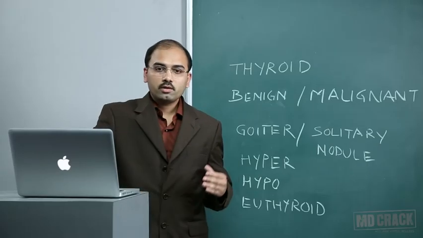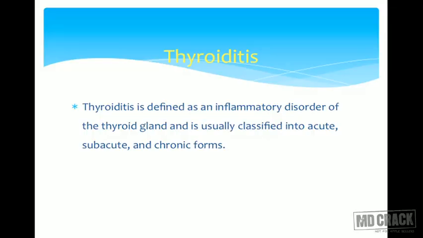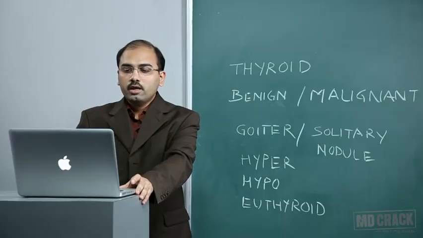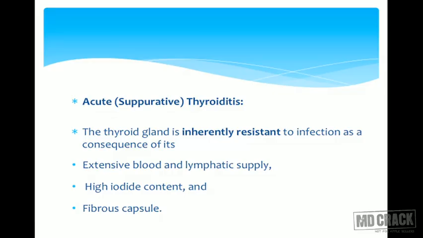So friends, after having seen hypothyroidism, now we move on to thyroiditis. These two conditions, hypo and hyperthyroidism, are of functional outcomes. So they have a wide spectrum of involvement. Now we go on to each individual disease like thyroiditis, which may cause hypo or hyperthyroidism. Thyroiditis is defined as an inflammatory disorder of the thyroid gland and is usually classified into acute, subacute and chronic forms. In acute, we have acute suppurative thyroiditis.